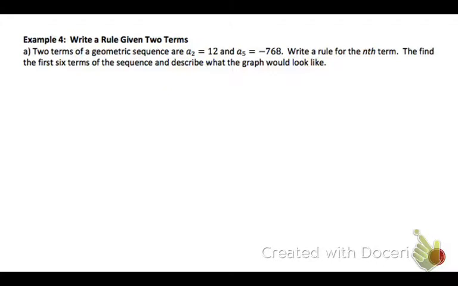All right, now we're going to change it up a little bit. So we're going to use that formula we learned at the beginning, but we're going to write a rule for a given sequence when we're just given 2 terms. So we're going to set up a system of equations, okay?